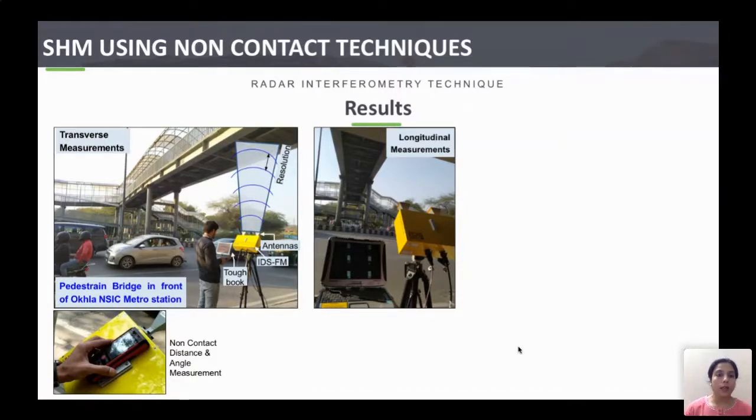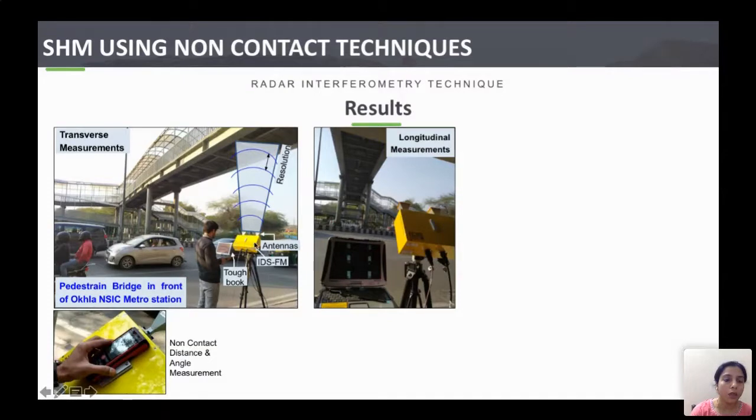Next is health monitoring using the non-contact techniques. In these non-contact techniques, we'll first cover the radar interferometry technique. Here we were trying to measure the natural frequency of this pedestrian bridge, which is in front of the Okhla NSIC metro station in New Delhi. This technique is based on radar interferometry. So we kept the equipment. It is a non-contact type technique.